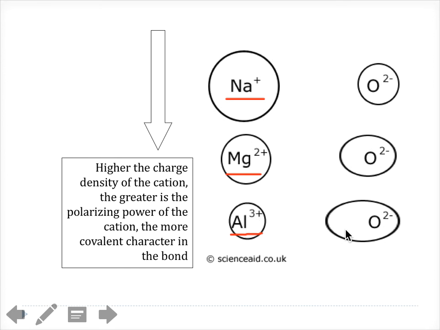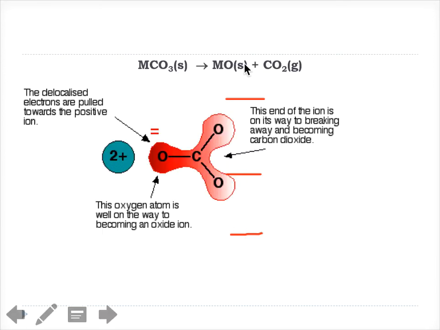So how can we apply this? We can apply this to our understanding of thermal decomposition. Now, if you look at this equation, it is an equation covered in lower year chemistry, where under high heat, usually a group 2 carbonate will break down. It will break down via a process known as thermal decomposition, and it will form a group 2 oxide and carbon dioxide in the process.